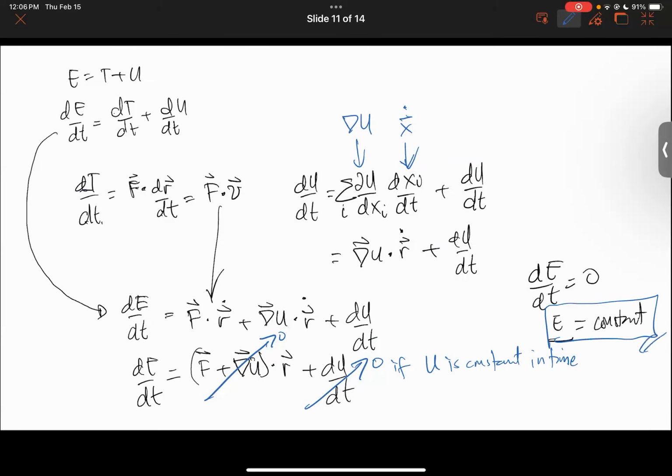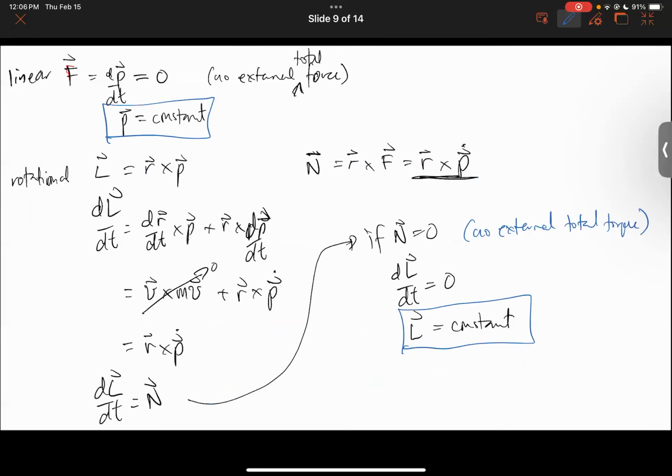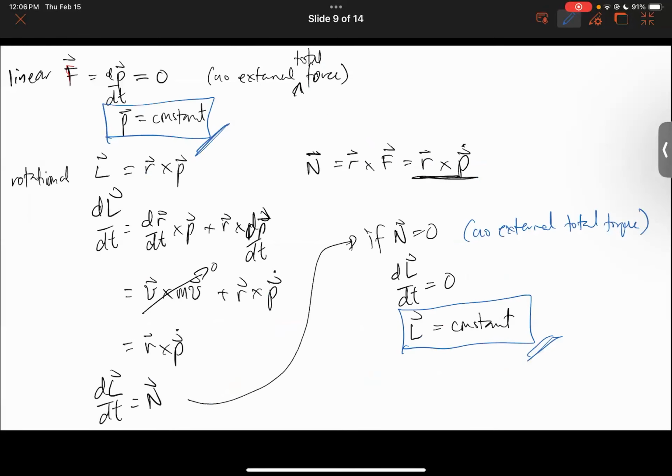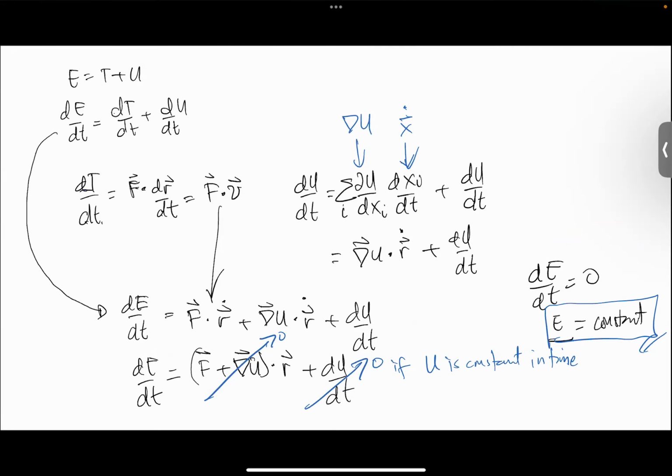Okay, so that's how we prove yung tatlong conservation theorems na yun. First of all, we prove that the linear momentum is constant with respect to time. It doesn't change with respect to time. The angular momentum is a constant with respect to time as well, and the total mechanical energy is also constant with respect to time. So yun yung tatlong conservation theorems.